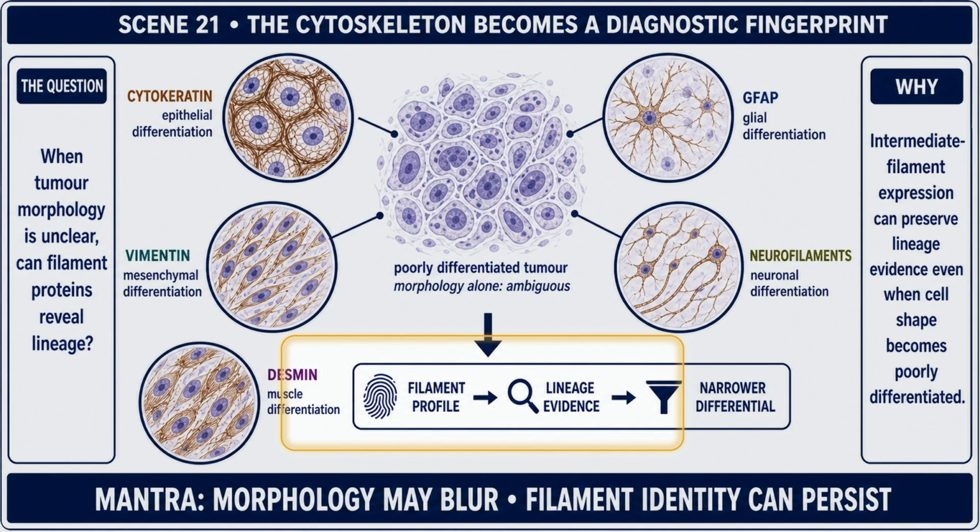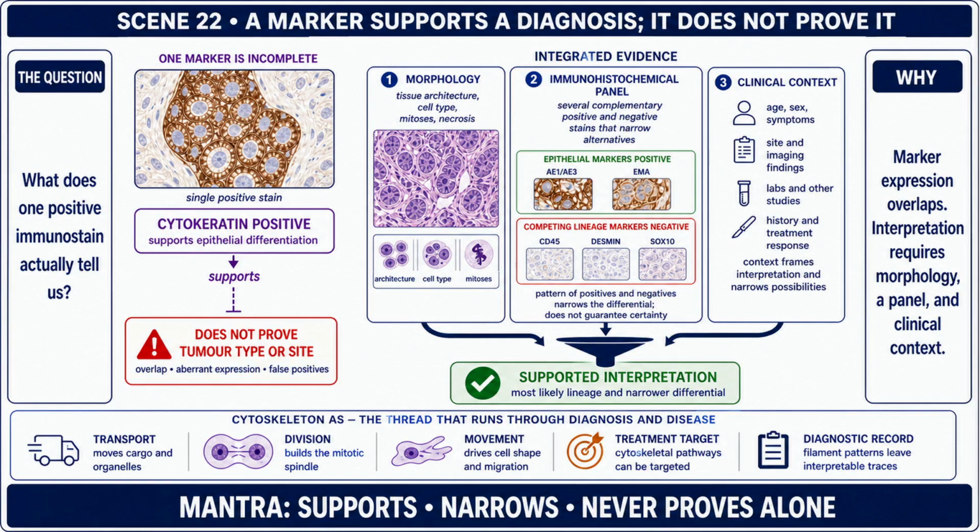Cell shape may become chaotic, but parts of the cell's molecular history can persist. Morphology may blur, filament identity can leave a useful fingerprint. So, what does one positive stain actually tell us? Here, cytokeratin positivity supports epithelial differentiation. It does not, by itself, prove the tumor type, and it certainly does not identify the primary site. Markers overlap, aberrant expression occurs, and technical or interpretive false positives are possible.